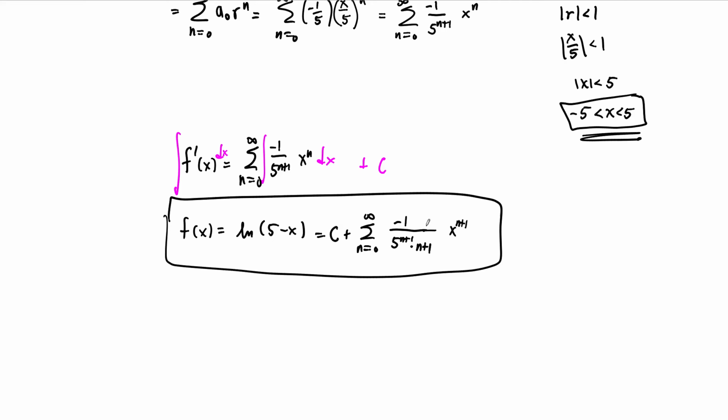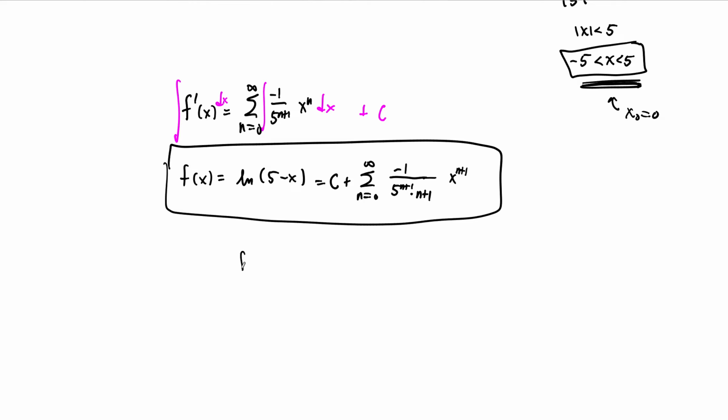Right? And so the easiest way to do that is to remember that this power series representation is true at least on this interval, but particularly at the center point, so at x equals 0. And what we can do is plug into our power series then, and we can write f of 0 is equal to log of 5 minus 0, which is just ln of 5, which equals c plus the sum, n goes from 0 to infinity, negative 1 over 5 to the n plus 1 times n plus 1, all times 0 to the n plus 1.